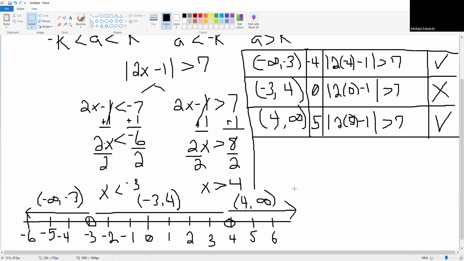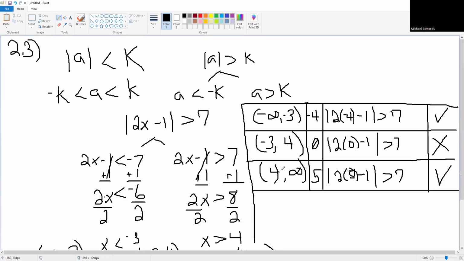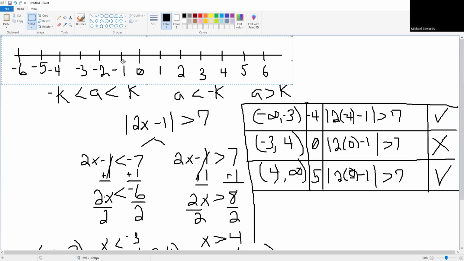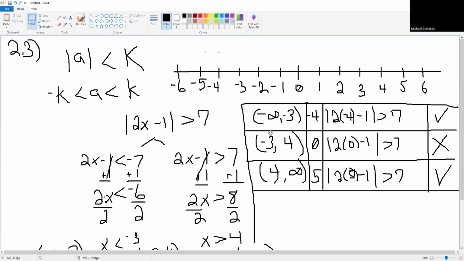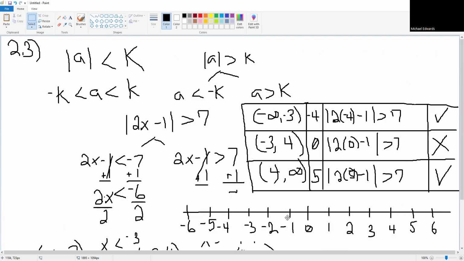All right, so what's our answer? What do we do with this information? Well, our answer is these two, this top one and this bottom one. But we should probably graph it. Yeah, we like to graph stuff. So let me just graph it real quick. I don't want to cover up my stuff.